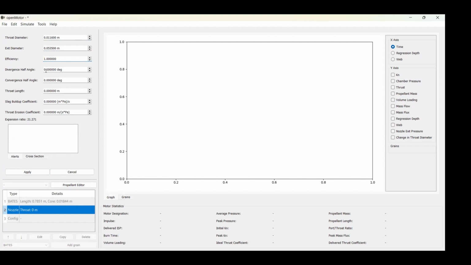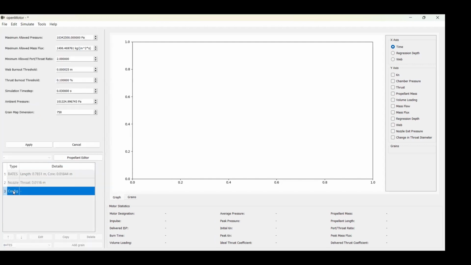For the divergence half angle, it's going to be optimum, so 15. And then for convergence half angle, we're going to put 30. For throat length, it is going to be 0.07825 meters. And then we're going to leave slag buildup and throat erosion at 0. We're going to apply.